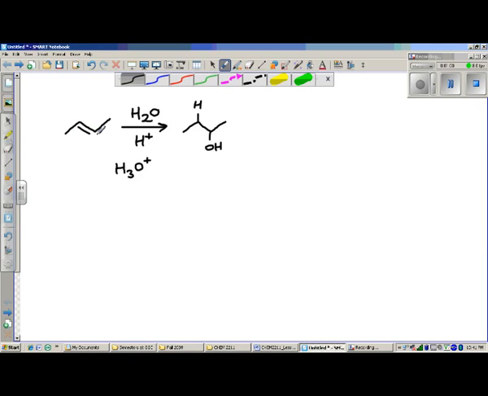Now the one thing about this reaction right here is what we have on both sides of the double bond is exactly the same, so therefore it doesn't matter where the alcohol goes.